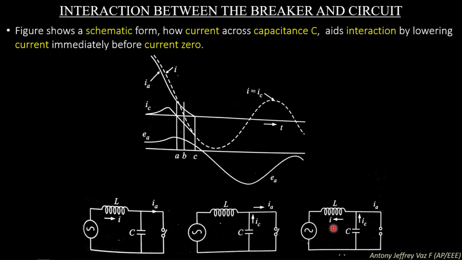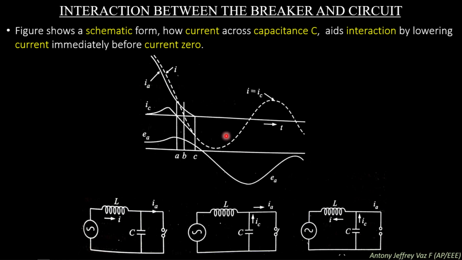Similarly, in the third figure you can see the current IC is delivering to the generator. This means the short circuit fault which occurred has been cleared by the circuit breaker. So the capacitive current starts to charge and gives the current to the generator.